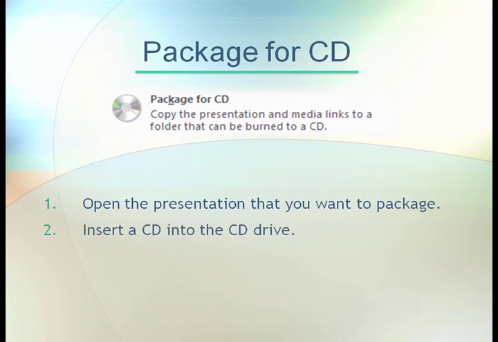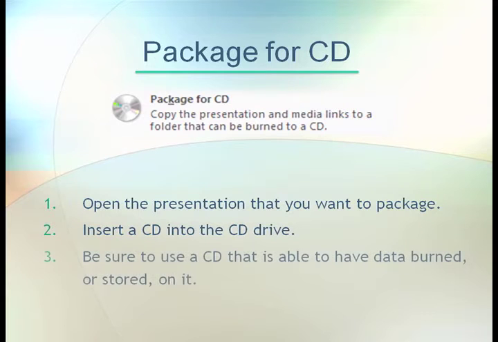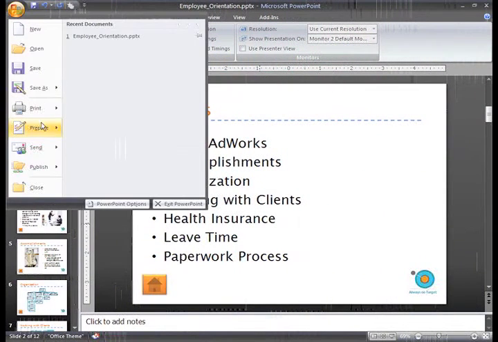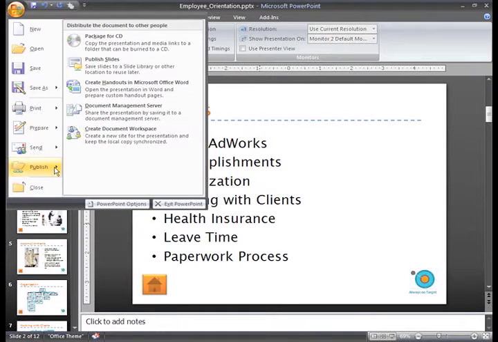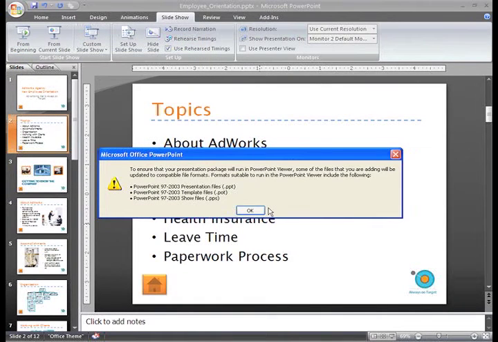Then, insert a CD into the CD drive. Be sure to use a CD that is able to have data burned or stored on it. Click the Microsoft Office button and select Publish. Then, select Package for CD. If you link to files from a slide in your presentation, a PowerPoint message will appear letting you know that those files may be updated so they can run in the PowerPoint viewer. Just click OK.